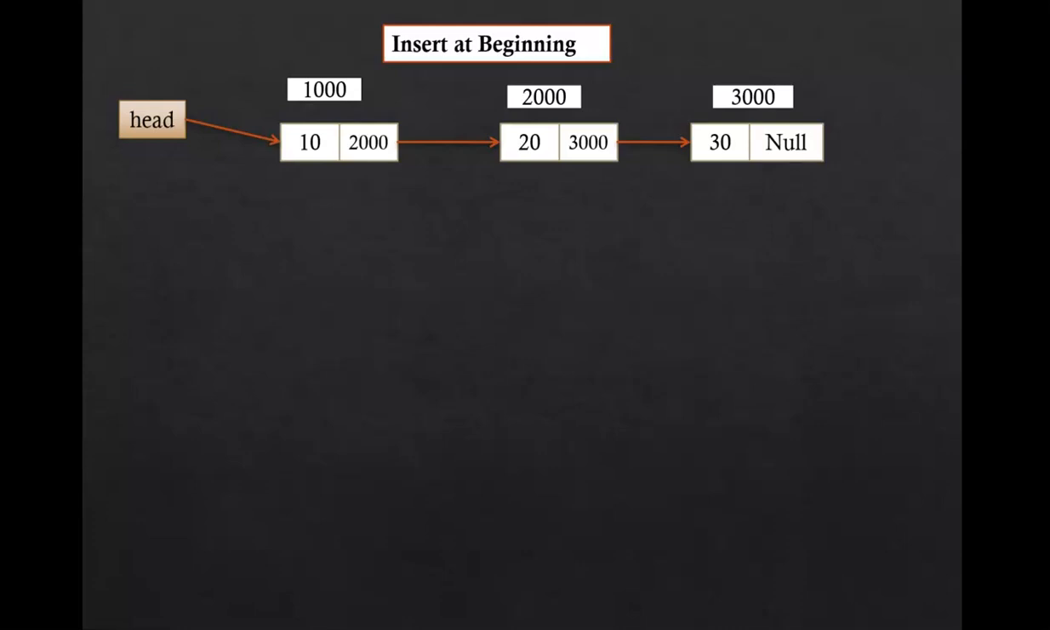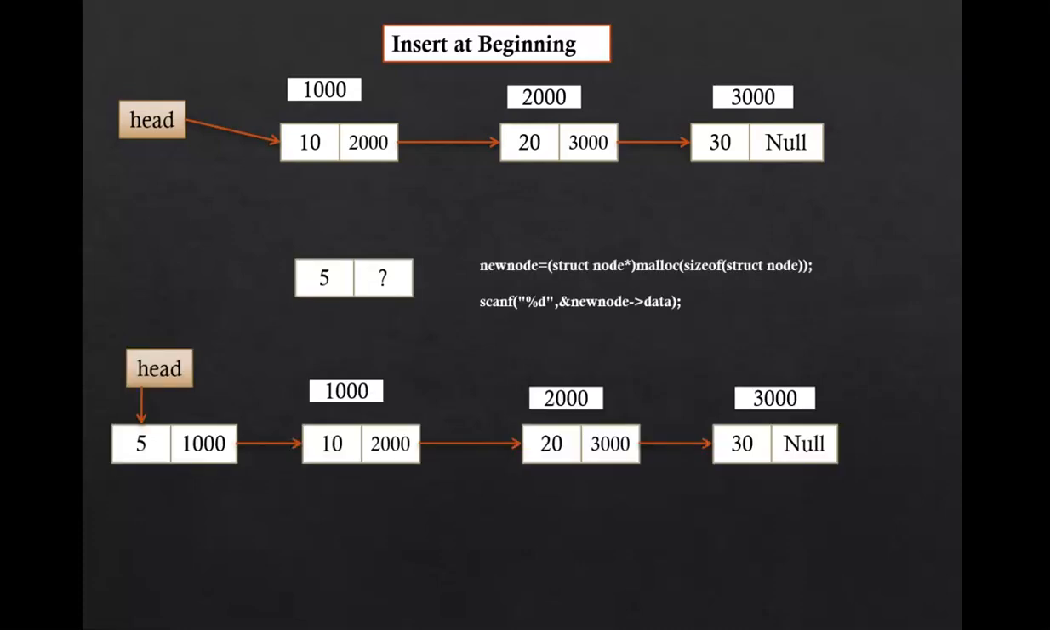So for example, my linked list contains 10, 20 and 30. Look, head is pointing to the first node 10 and 30 is the last node. Now I have to insert, say for example, 5. So this is the node 5 that has to be inserted at the beginning. So how should I insert the 5 at the beginning? Yes, this is my logic.